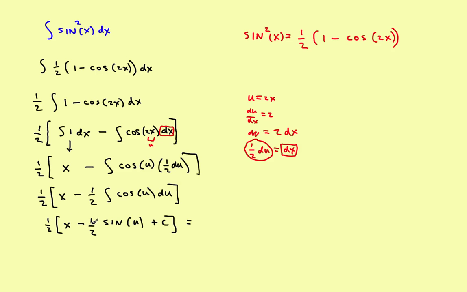Next step, go ahead and distribute this 1/2, so multiply times that and times that. So this will be 1/2 of x. Then you've got 1/2 times 1/2, which will be minus 1/4, and you'll have the sine. And then inside here, we'll replace u with what it's equal to. So u will turn back into 2x. Then you'll have a plus c, and you'd be done. So there's that one right here.